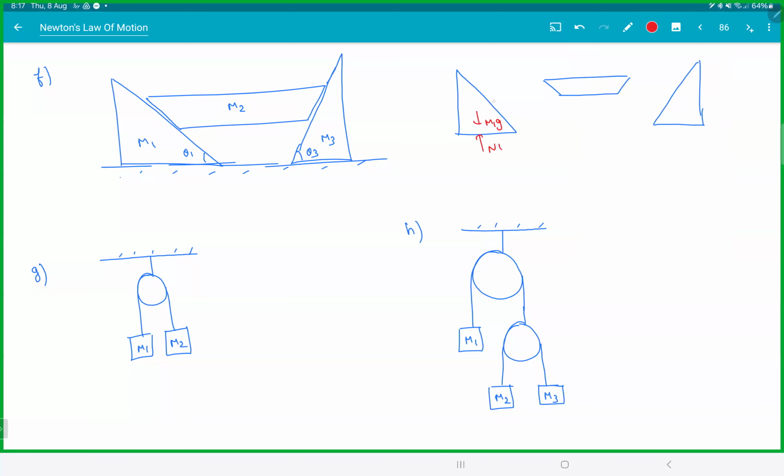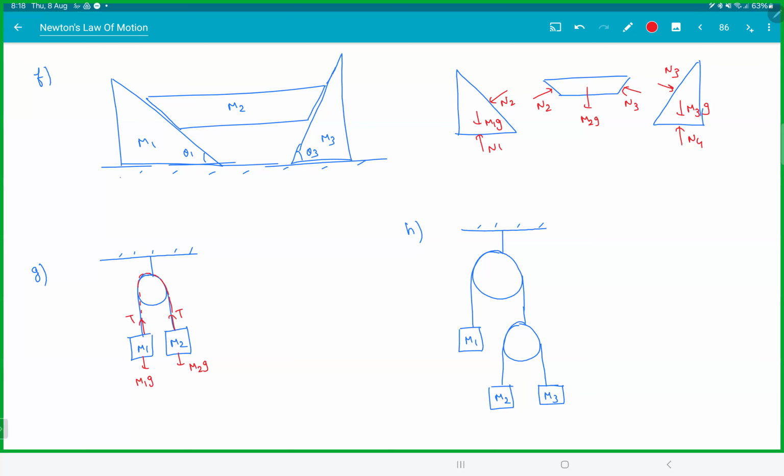M1G, N1, N2, N2, M2G, N3, N4. No, only for the blocks we have to draw the FBD. So if you look here, it is the same string, tension, tension. You can directly draw it here only. So M2G, M1G. If the string is the same, you take the tension to be the same in this entire thing. So directly you can just draw it and leave it there. So on each block, there are only two forces, tension and M1G.